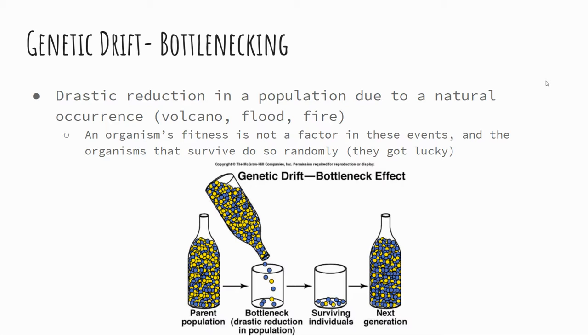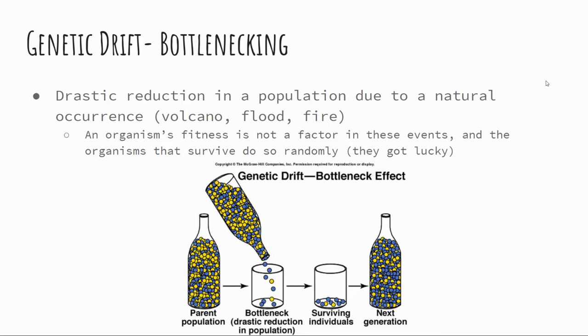All right, so within genetic drift, you see bottlenecking. So a drastic reduction in a population due to a natural occurrence. With this, we're talking about volcanoes, floods, fires, anything along those lines. So with these events, an organism's fitness level is not a factor, meaning that whether you survive or die, these particular natural events don't relate to your fitness level. It's just, are you lucky or not?